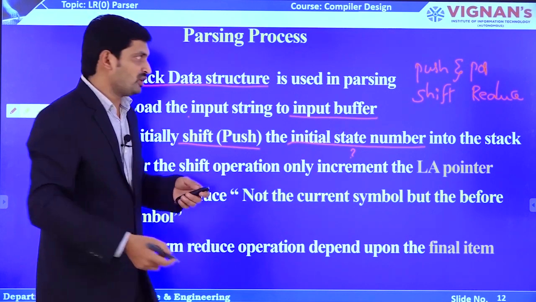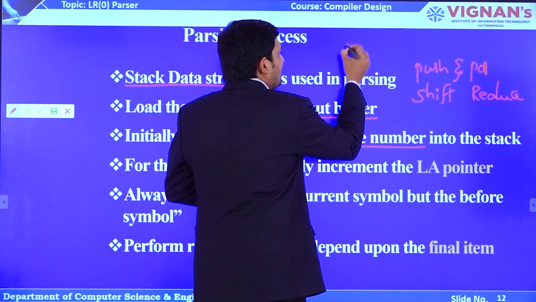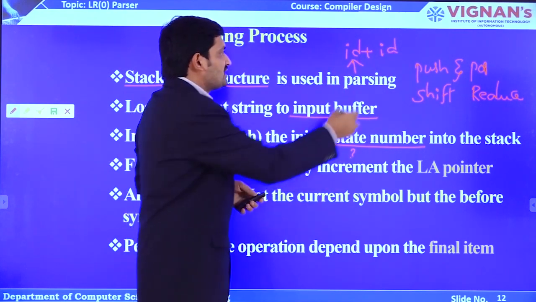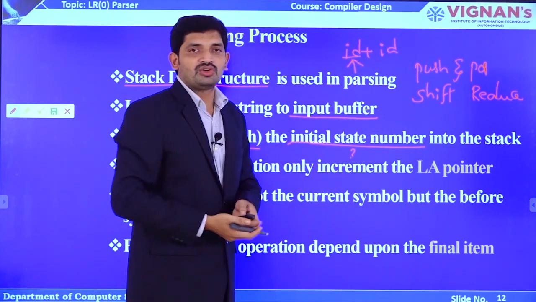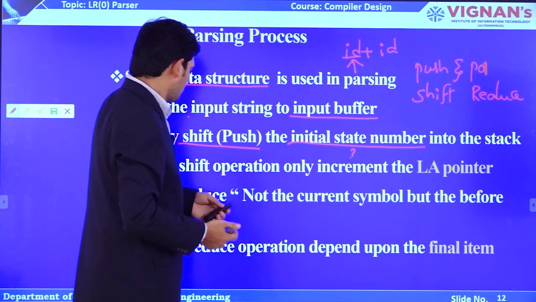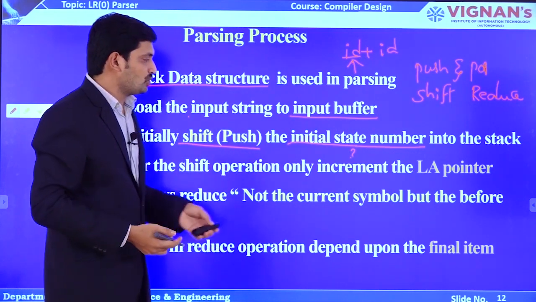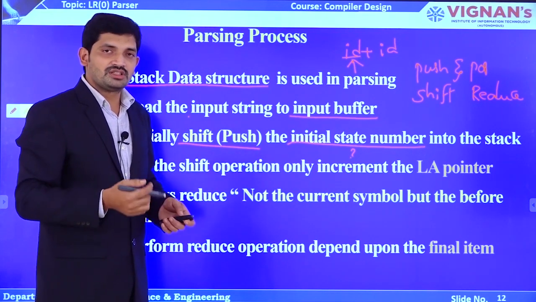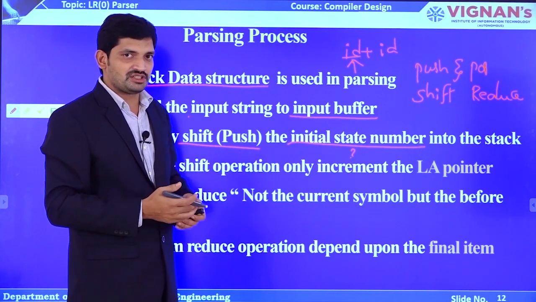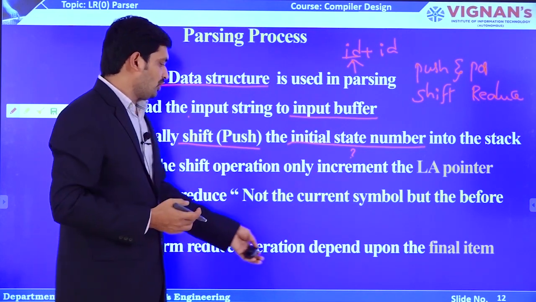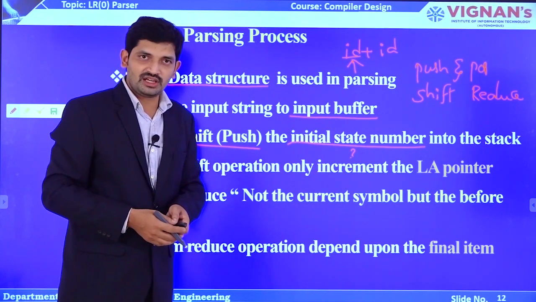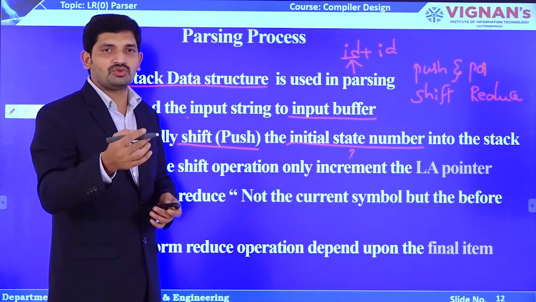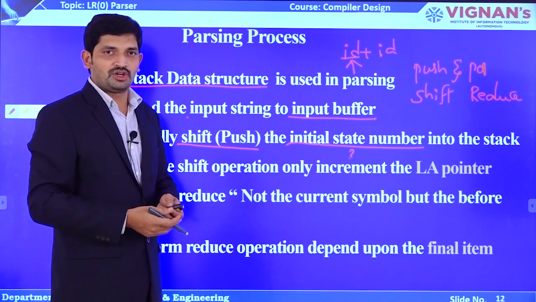So what is the look ahead pointer? If any string is given like id plus id, we represent the current processing symbol by using a pointer known as the look ahead pointer. And always reduce not the current symbol but the previous symbol. This is one of the most important rules in the LR parsing process. Next, perform the reduce operation depending upon the final item. As we discussed, if there is a final item, definitely we have to perform the reduction operation.